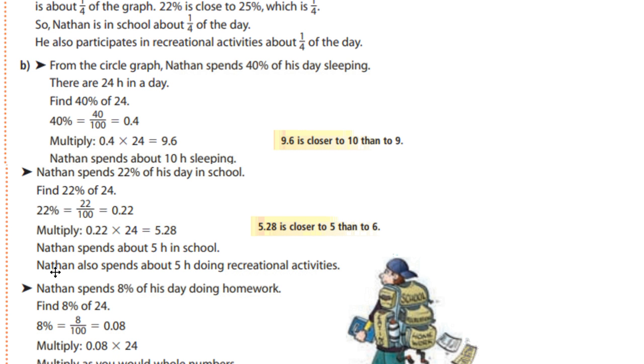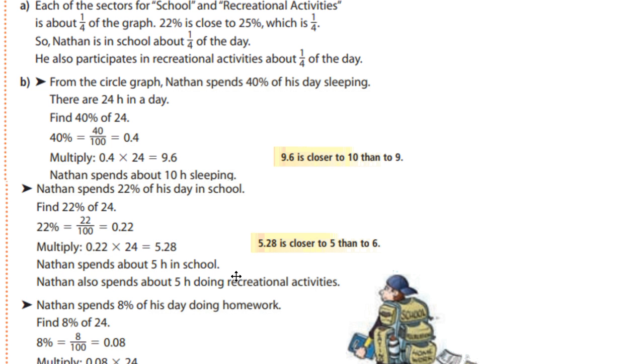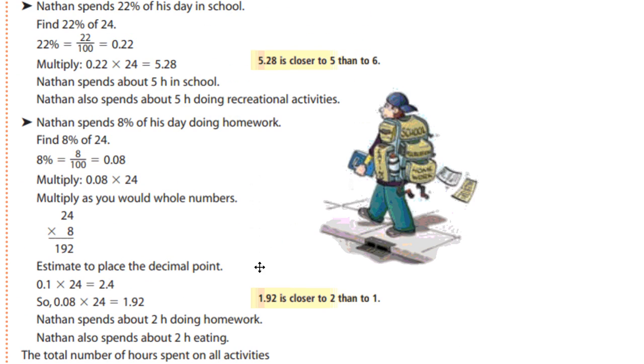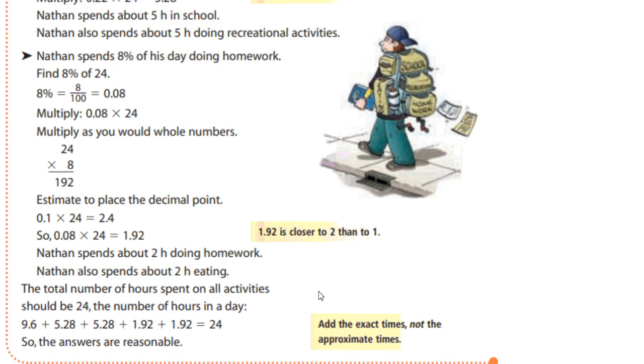Because the percentage for school and recreational activities is the same, we can say that they are both about 5 hours. He spends about 8% of his day doing homework. So 8% of 24, that's my English sentence. My math sentence, 0.08 times 24. So multiply like we would whole numbers and then place our decimal point, or grab your calculator and do that. You get 1.92. So that's closer to 2 than it is to 1. So we're going to say he does about 2 hours doing homework and about 2 hours eating.